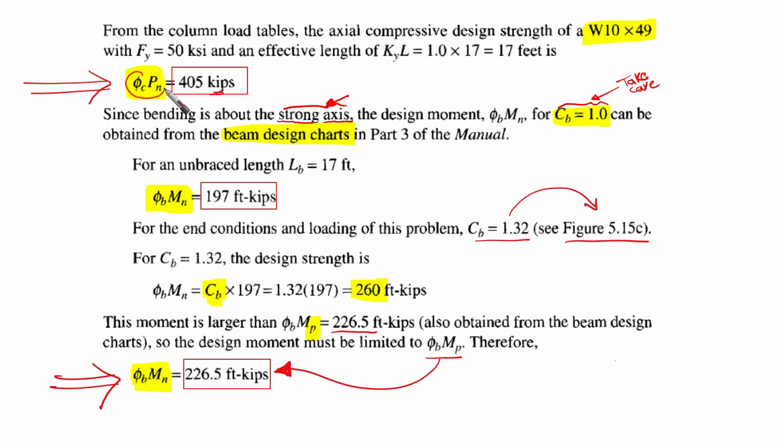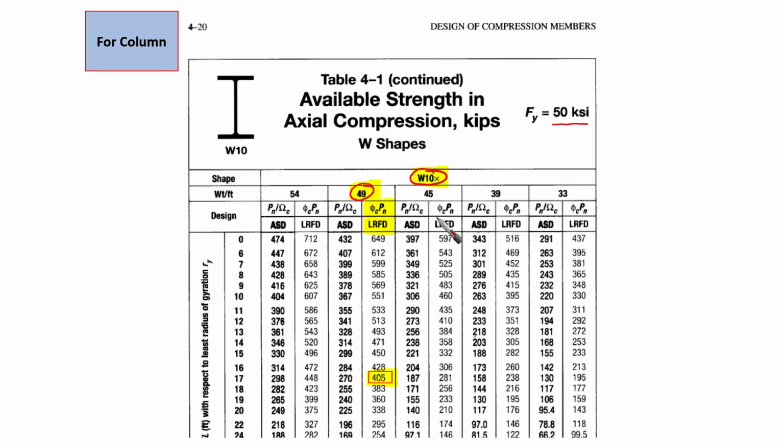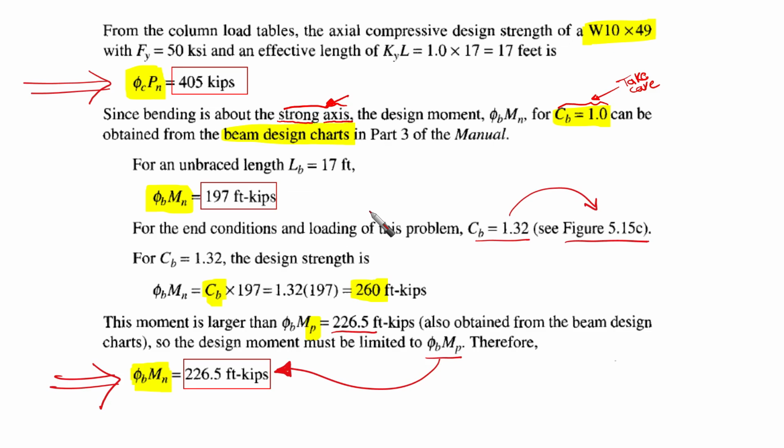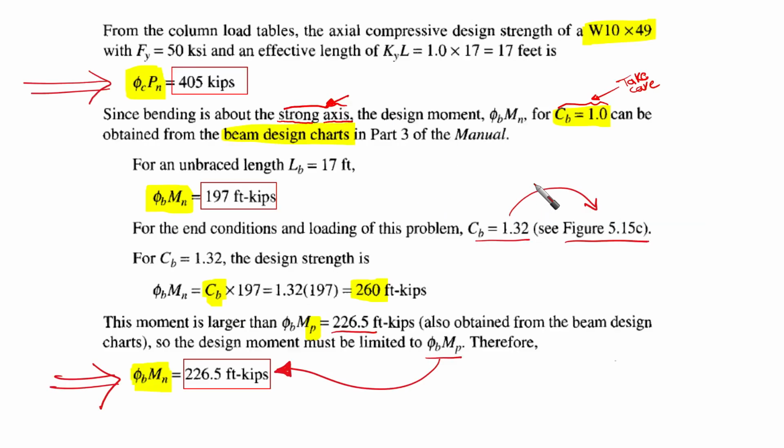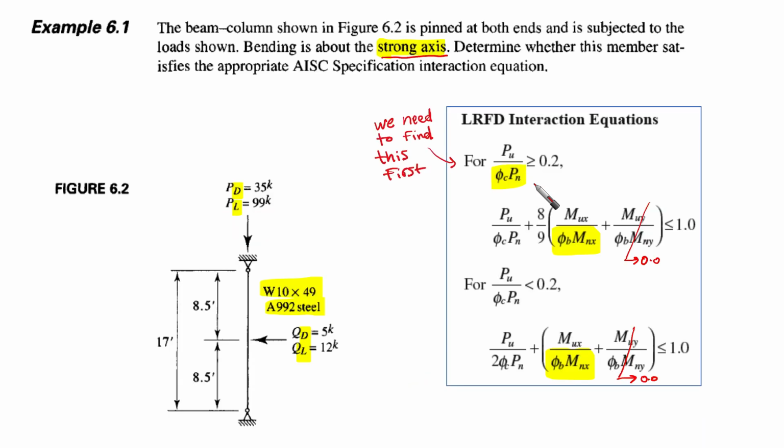Take care, it is phi_c times P_n. Already the resistance factor is used here because we are talking here about phi_c P_n. So this is related to phi_c P_n. Let's go back and see where we are. We are here. We got this. The denominator is obtained now.